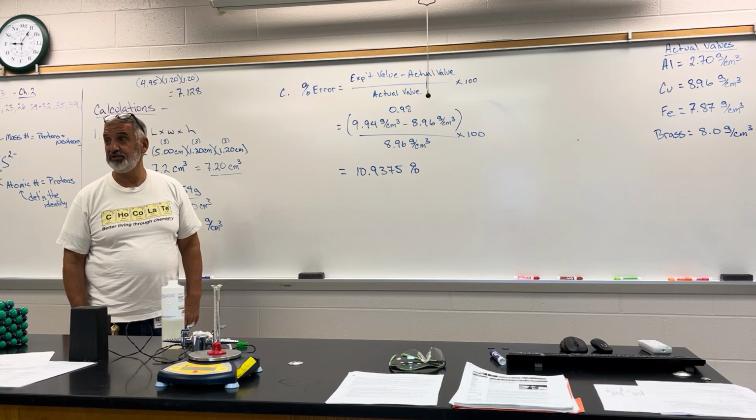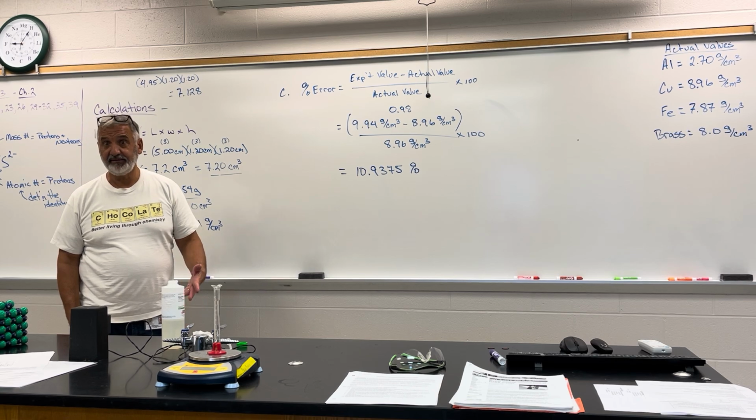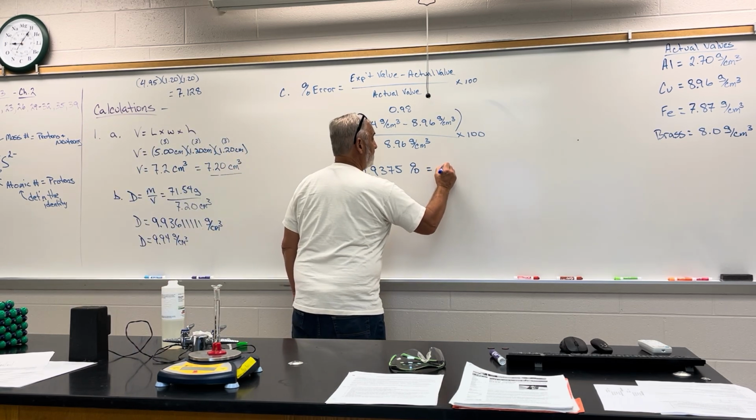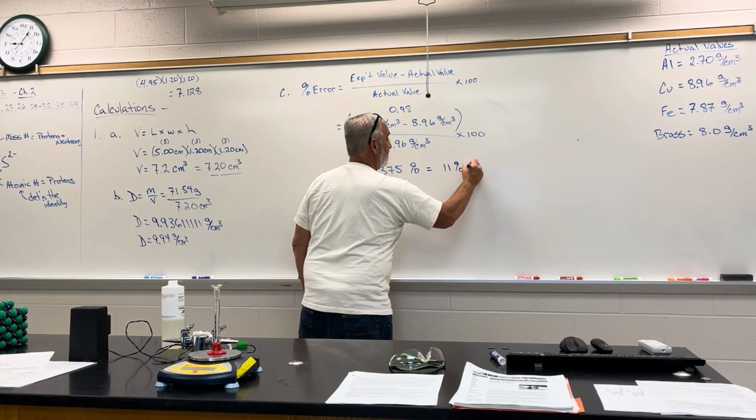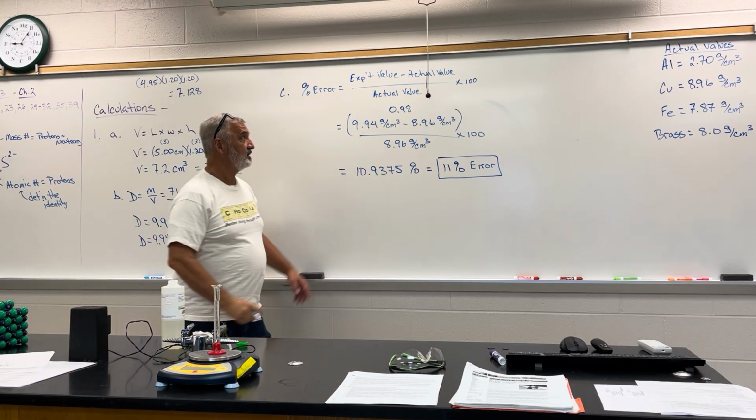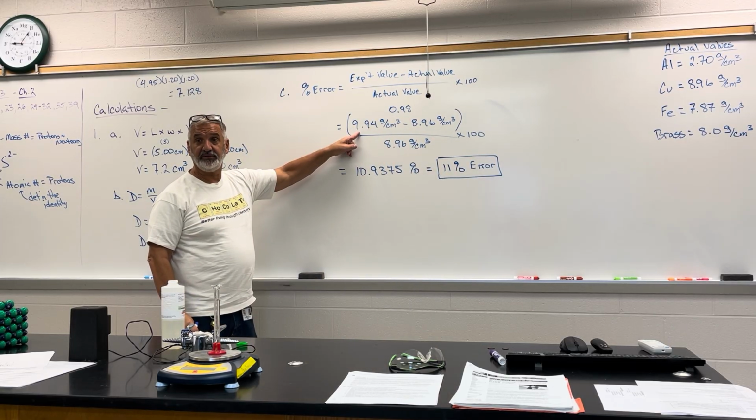10.9375 rounds to 2 sig figs to 11. So it equals 11% error. And it's a positive value because he was over by that amount.